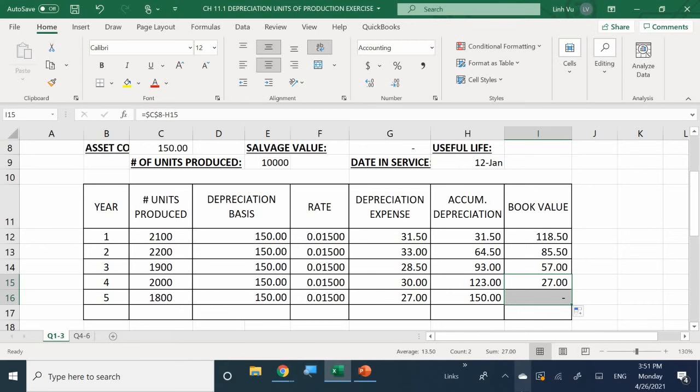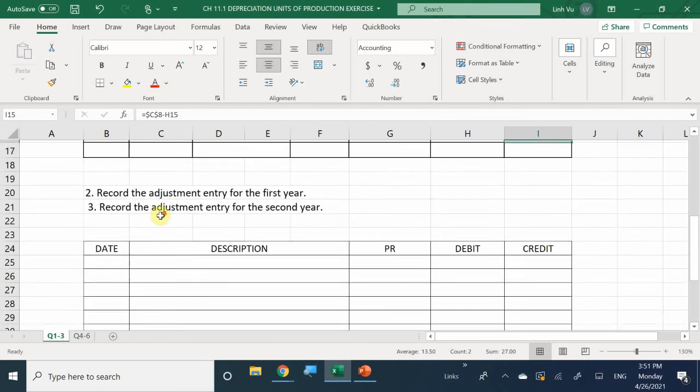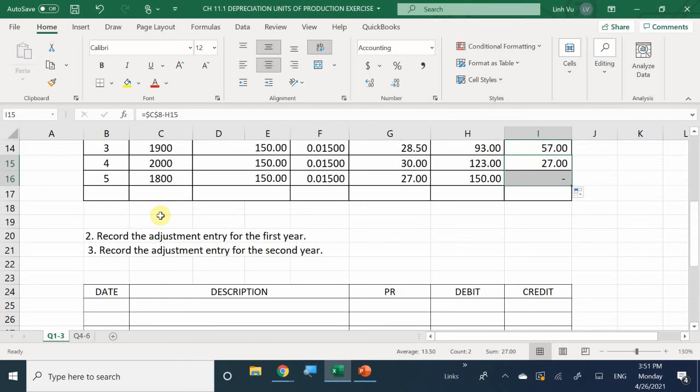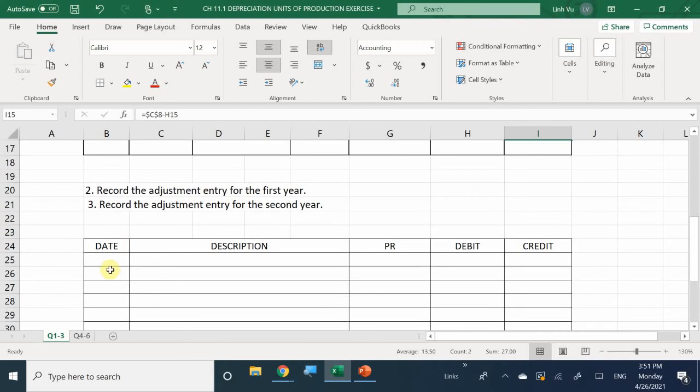Okay, so let's go ahead and see what the next question asks you. Question number 2 asks you to journalize the depreciation expense for the first year. So in this case, what's my journal going to be, assuming that the depreciation is done at the end of the year, so December 31st? How should my journal look?